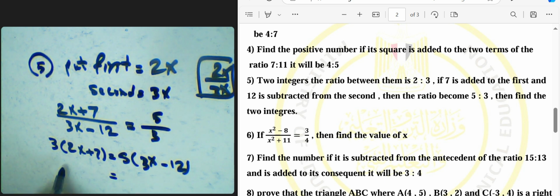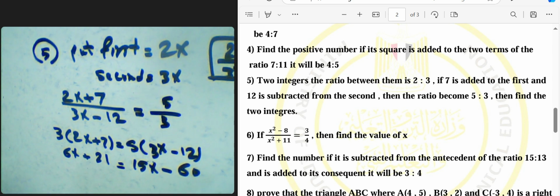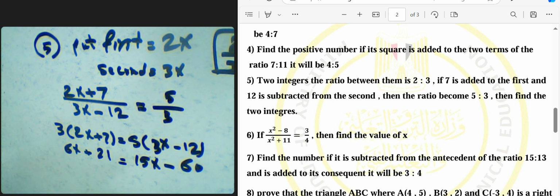And then using the distributive property, 3 times 2x will be 6x, and 3 times 7 will be 21. 5 times 3x will be 15x, subtract 5 times 12 equals 60. And then you can simplify it by moving 6x: 6x subtracted from 15x will be 9x. And negative 60 moved here will be positive: 21 plus 60 will be 81.